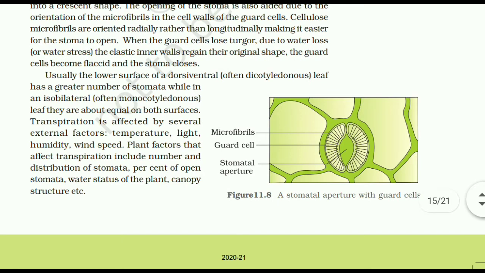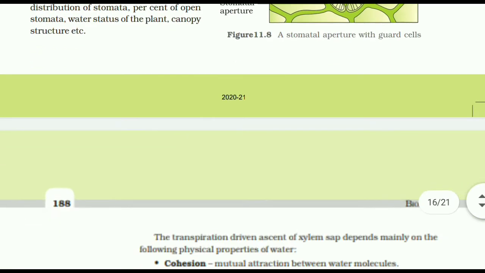Usually, the lower surface of a dorsiventral leaf, often a dicotyledonous leaf, has a higher number of stomata, while in an isobilateral or monocotyledonous leaf, they are about equal on both surfaces. Transpiration is affected by several external factors: temperature, light, humidity, wind speed. Plant factors that affect transpiration include number and distribution of stomata, percent of open stomata, water status of the plant, canopy structure, etc.